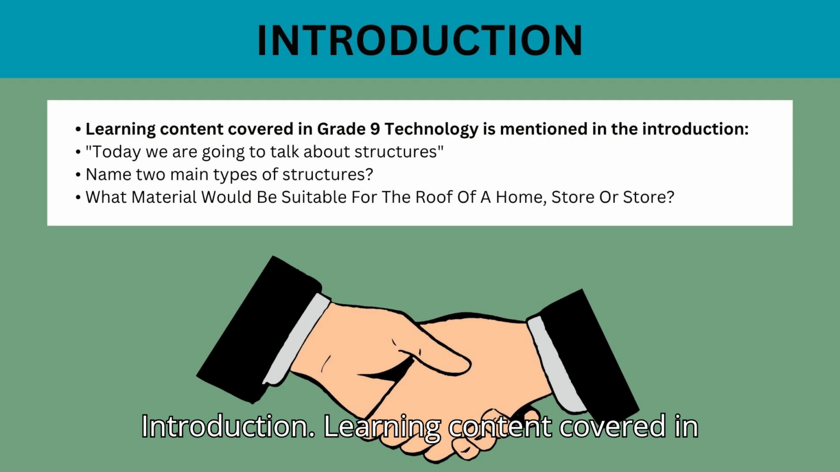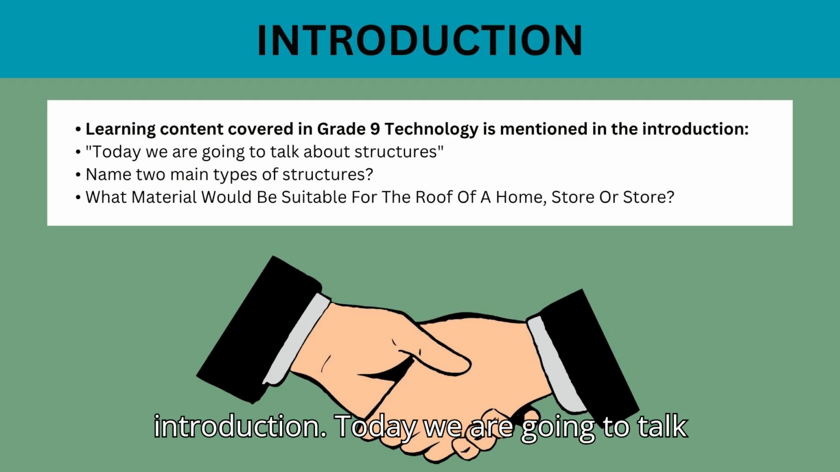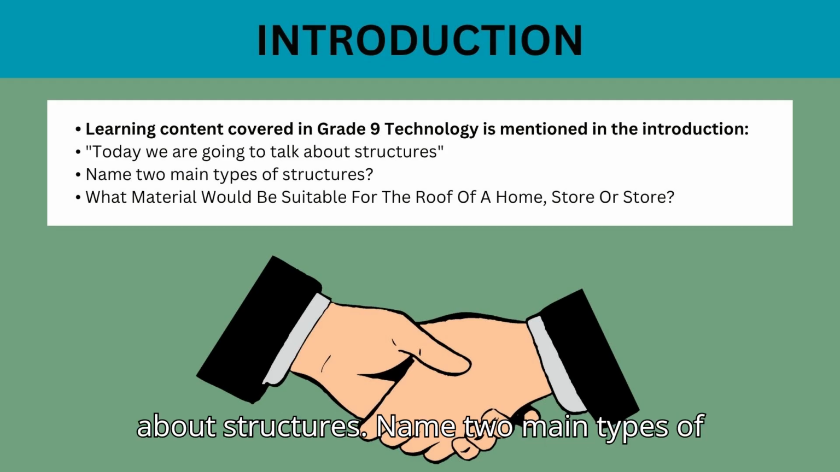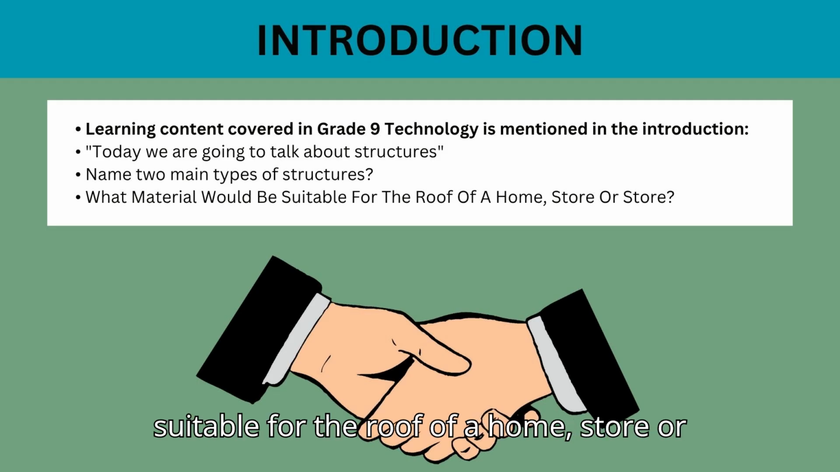Introduction. Learning content covered in Grade 9 technologies mentioned in the introduction. Today we are going to talk about structures. Name two main types of structures. What material would be suitable for the roof of a home or store?